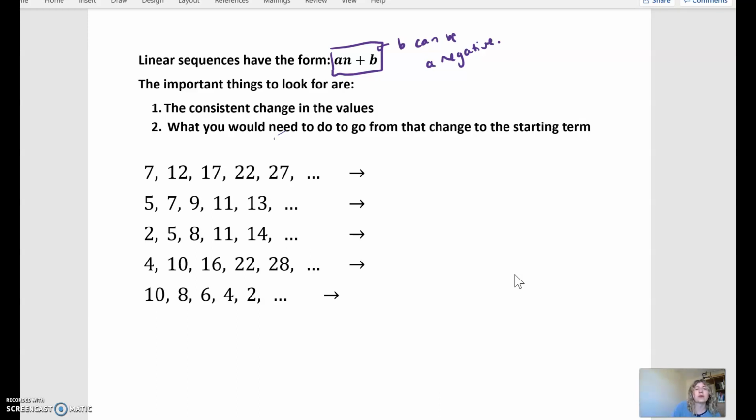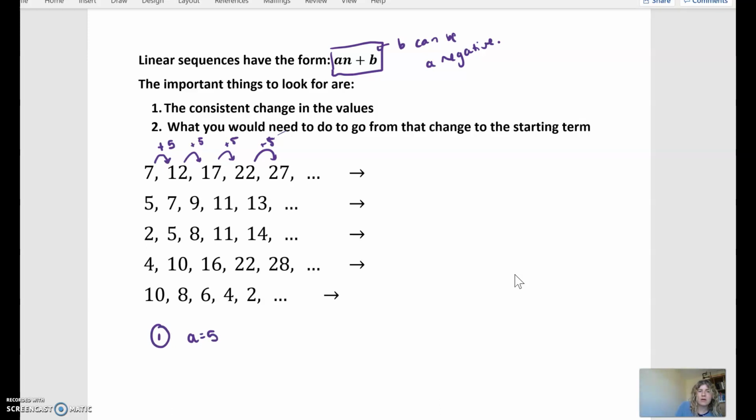So if we look at this one first, now if we're going from 7 to 12, we are adding 5. 12 to 17, we're adding 5. 17 to 22, we're adding 5. And 22 to 27, we're adding 5. Okay, so we've got that consistent change of 5. So that means for our first one, a value, I'm just going to write it down here, for n equals 1, a should be equal to 5.